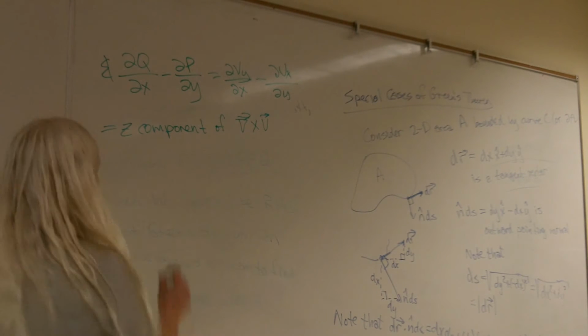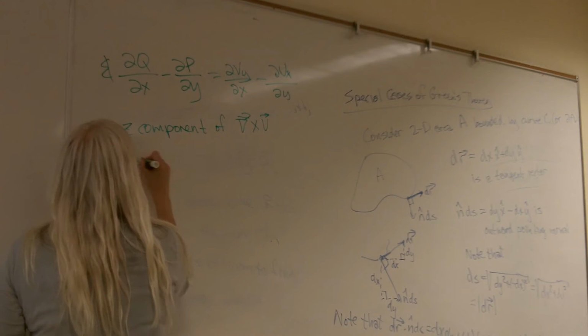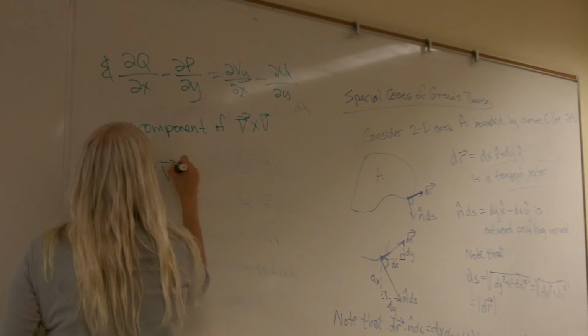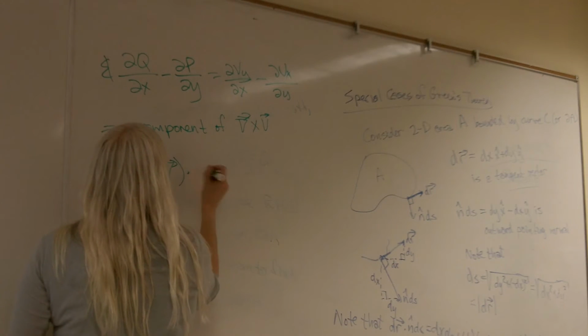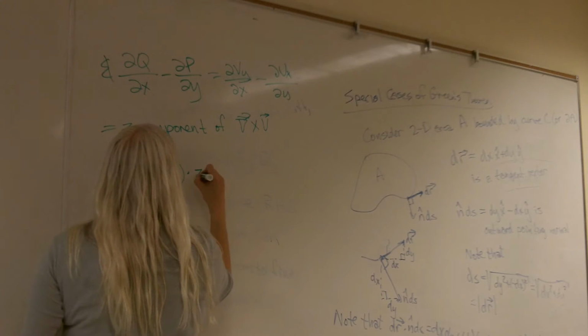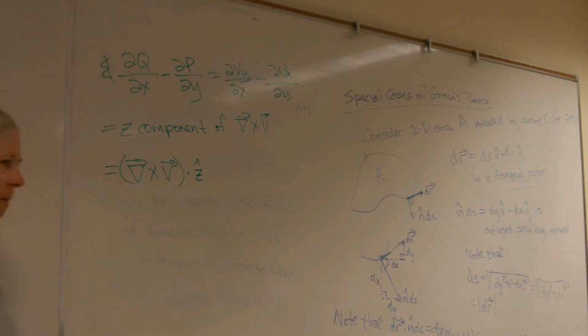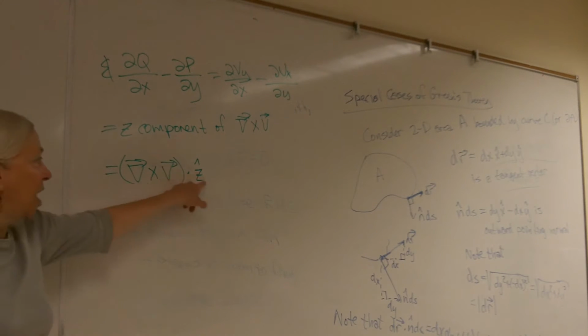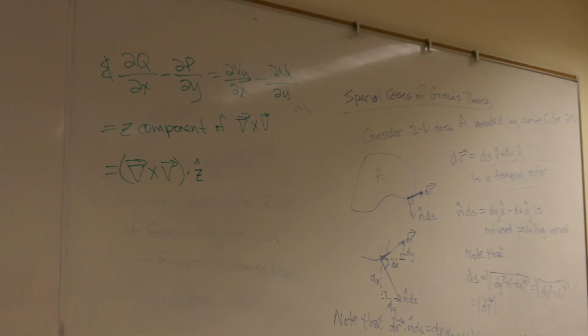Or in other words, it looks like we could write this as the curl of v dotted into the z hat unit vector. We take any vector and dot it into the z hat unit vector, that picks off the z component of that vector.